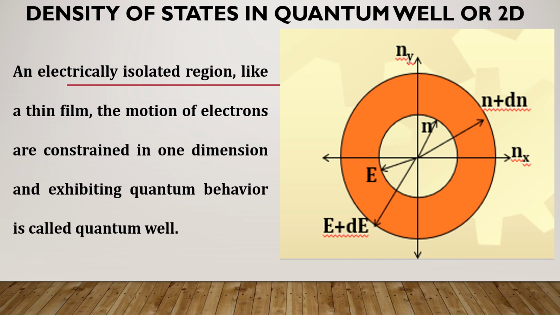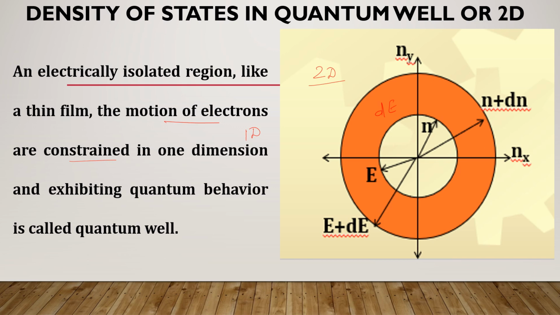In this topic, we are going to find how many available energy states are there within the energy interval dE. The quantum well can be defined as an electrically isolated region, like a thin film, where the motion of the electrons is restricted in one dimension and they exhibit quantum behavior. Here the electrons are free to move in two dimensions. That is why these quantum confined structures are called two-dimensional structures.